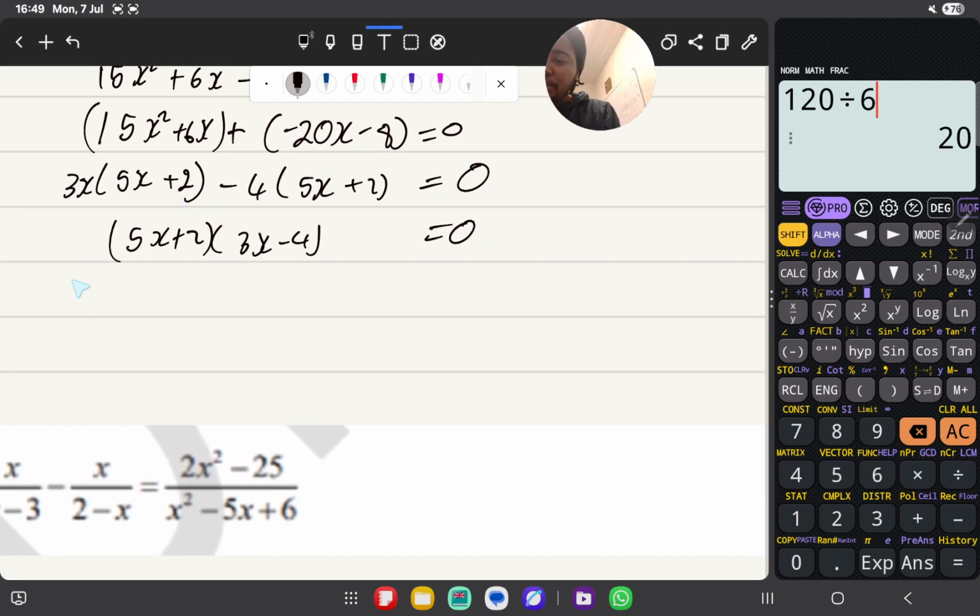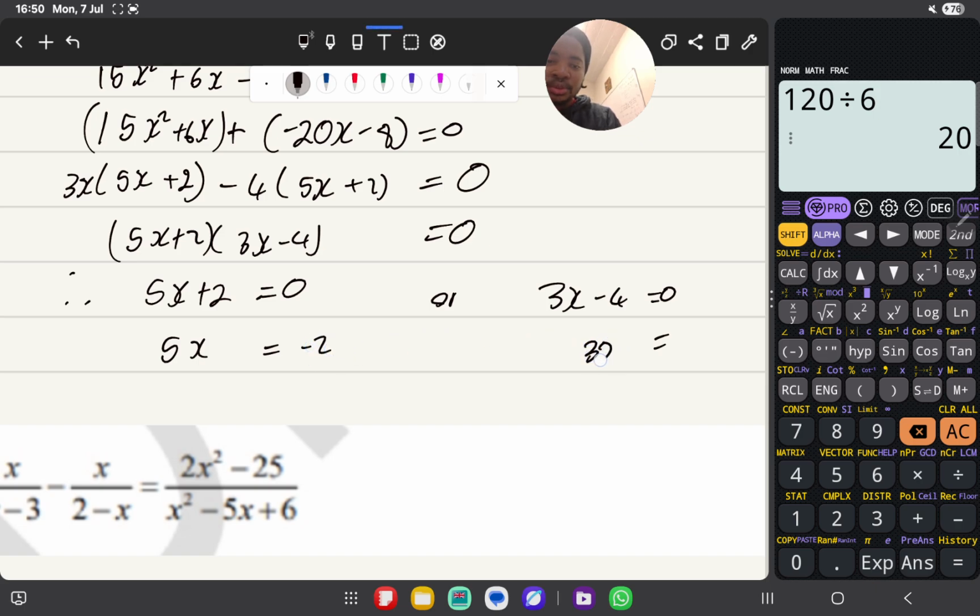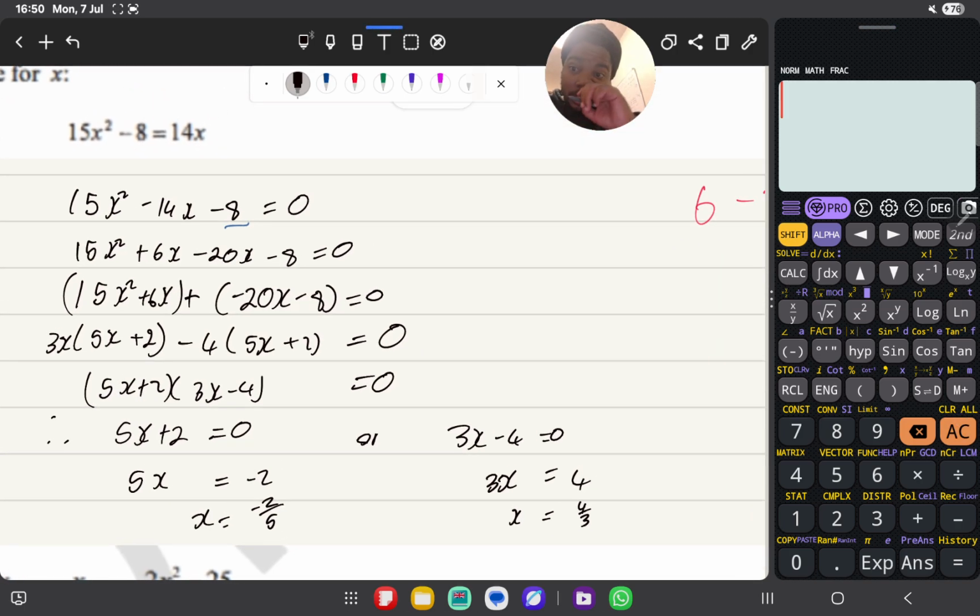This is where we get to the conclusion. We can say therefore 5x plus 2 equals 0, or 3x minus 4 equals 0. So 5x equals minus 2, and 3x equals 4, therefore x equals 4 over 3, or x equals minus 2 over 5. Right, we can actually test these two values.